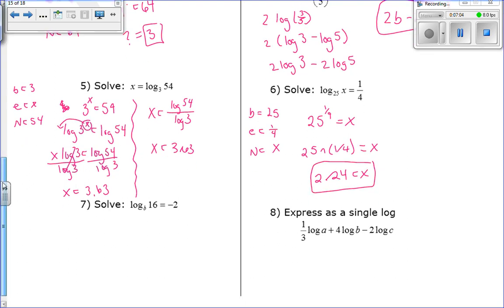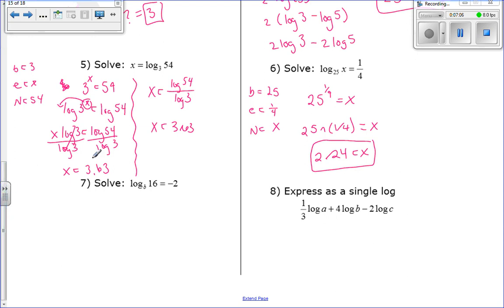Number 7, same idea. Turn it into exponential form first, so we have to identify what b, c, and n are. b is b, c is -2, and n is 16. So b to the -2 equals 16.